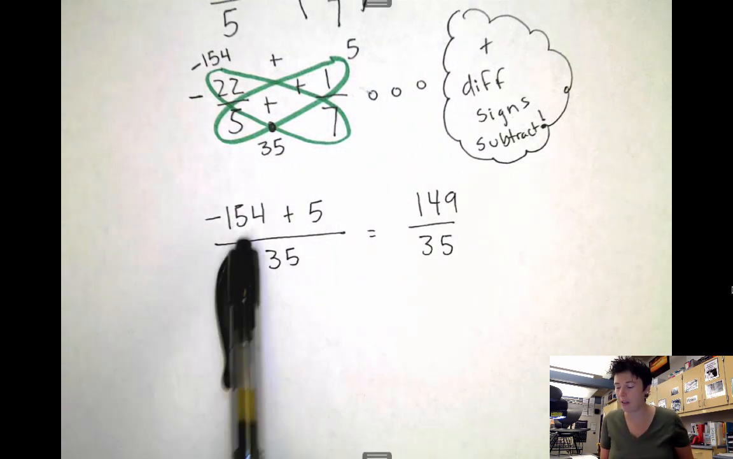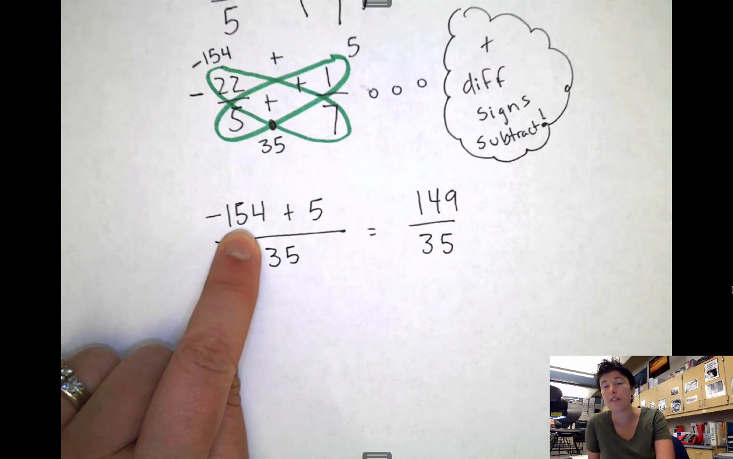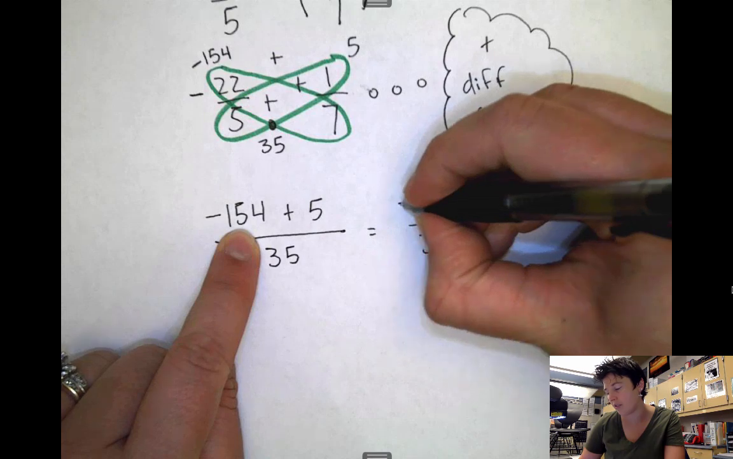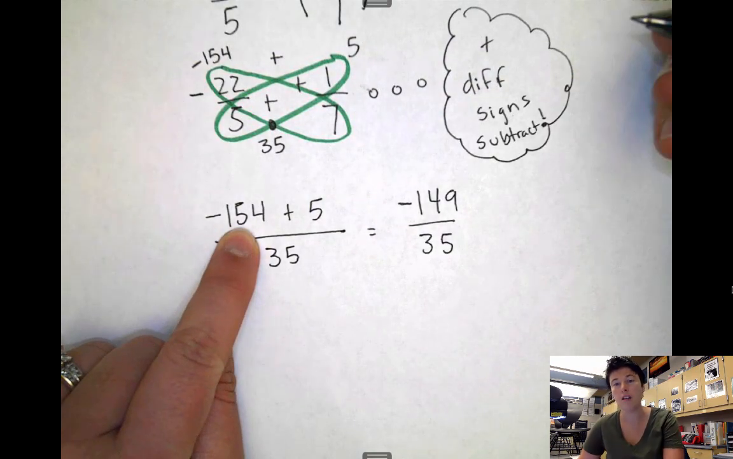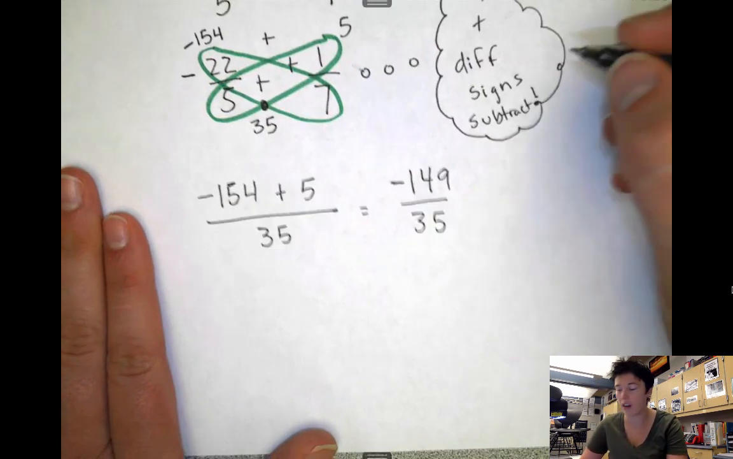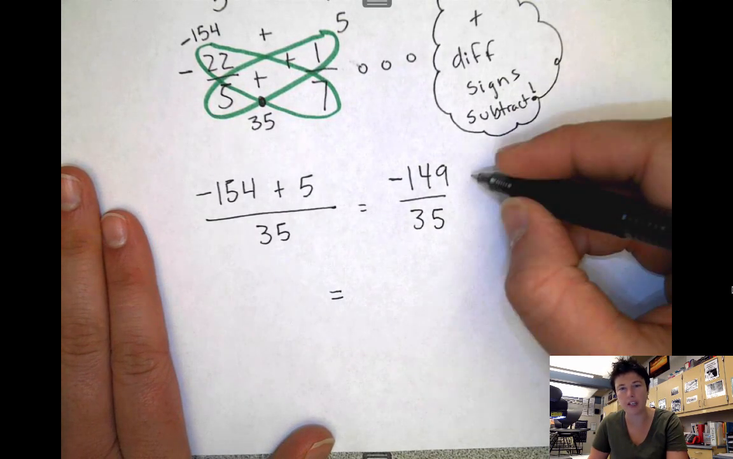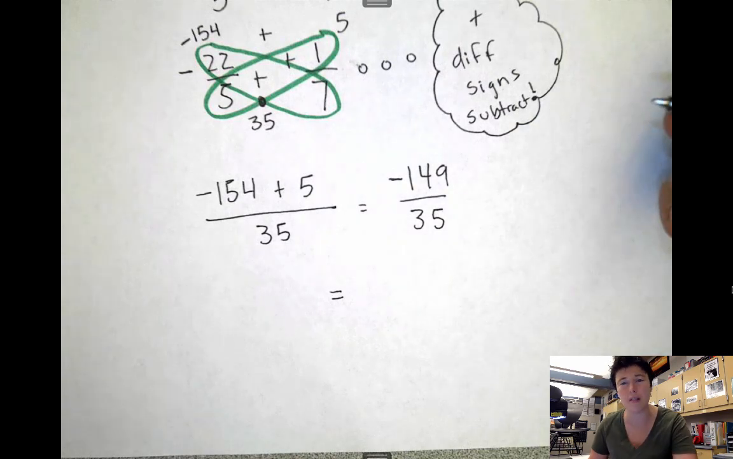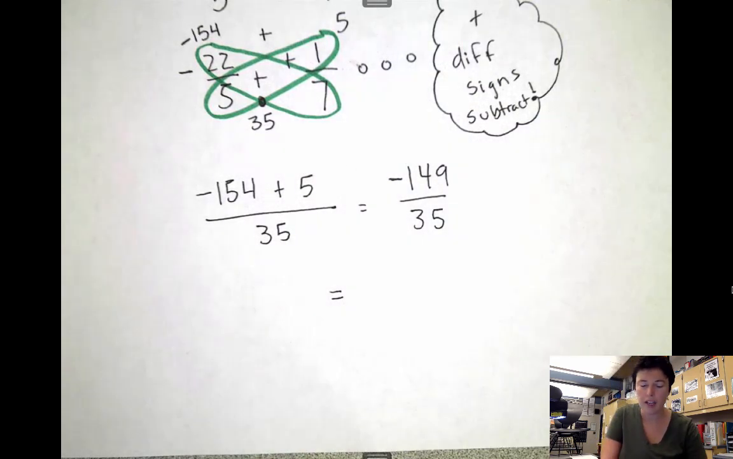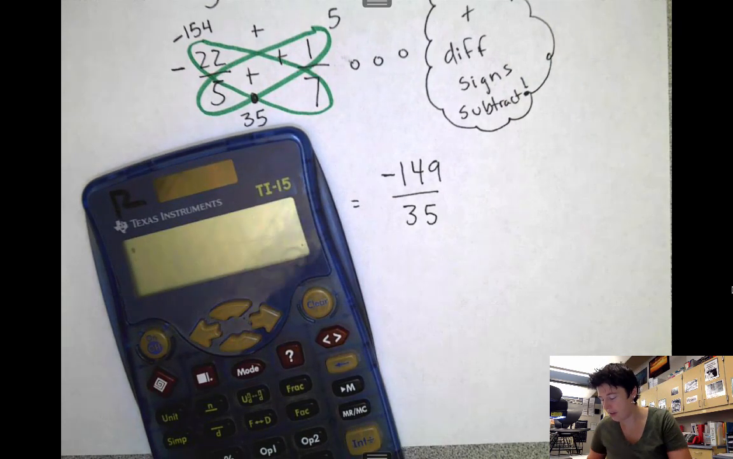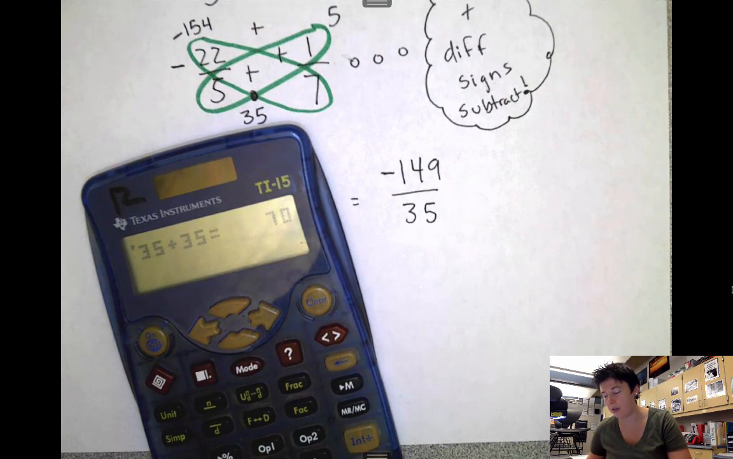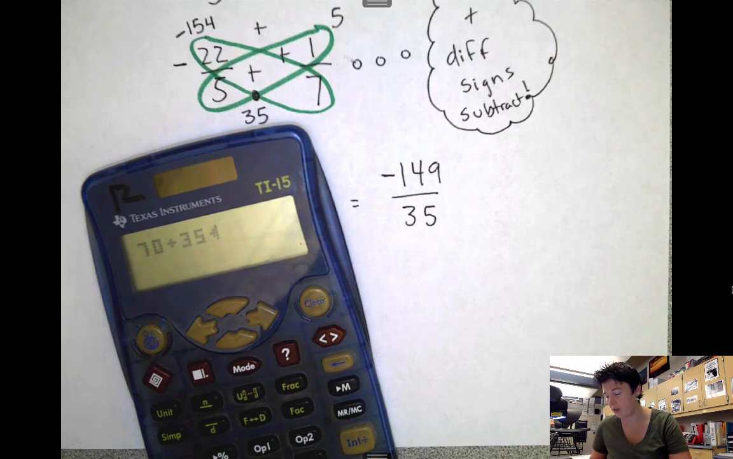And I look at the numbers and I notice the bigger one is 154 and it's negative, so it's a negative 149 over 35. So I'm almost done at this point. All I have to figure out is how many 35s fit into 149. I need to change this into a mixed number and simplify it down. So think of it like this, how many 35s? If I added up 35 plus 35, that's 70 plus 35. That's 3 35s.